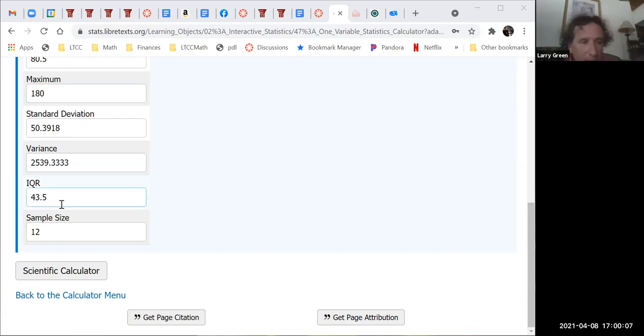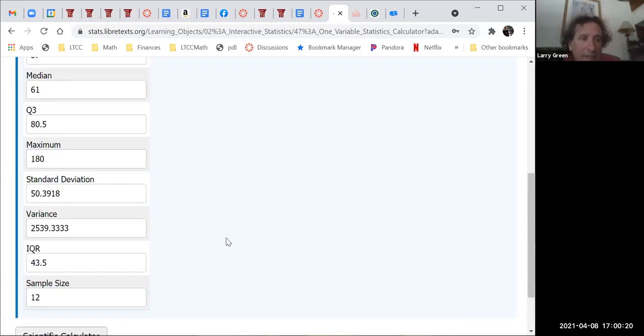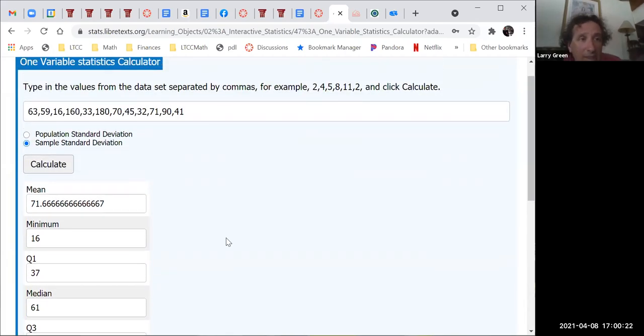Okay, and then hopefully you all understand what sample size 12 is. There were 12 of you that answered. Any questions at all on any of these statistics that we got out of this example?